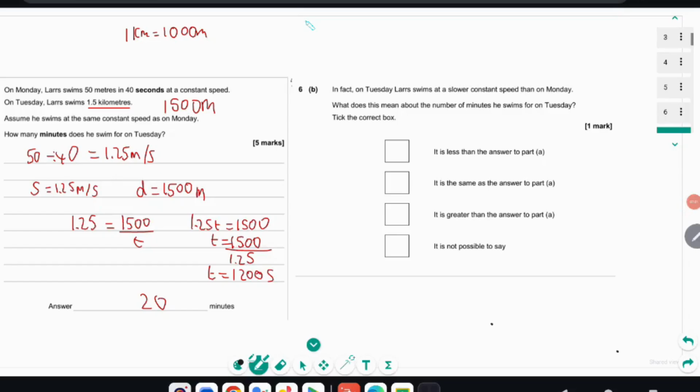In fact, on Tuesday, Lars swims at a slower constant speed than on Monday. What does that mean about the number of minutes he swims for on Tuesday? Tick the box. Well, if it's going to be a slower constant speed, if he's going slower, it's going to take him longer, isn't it? So it's going to be greater than part A.